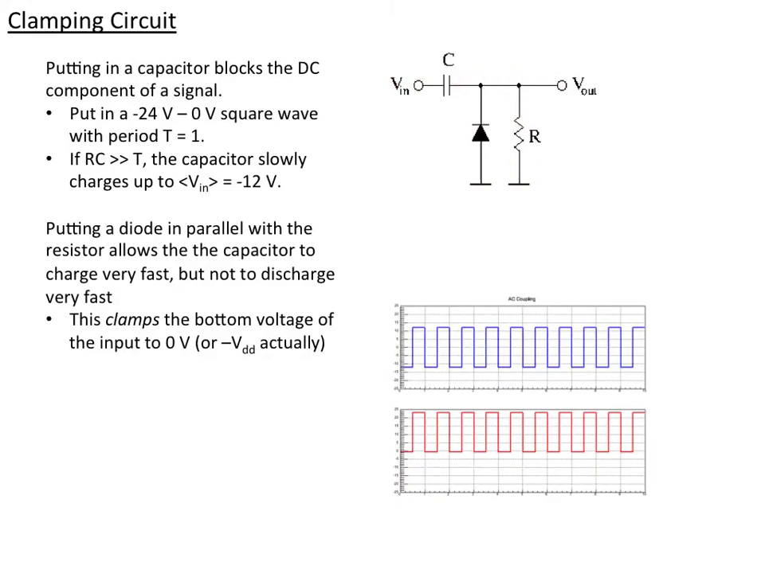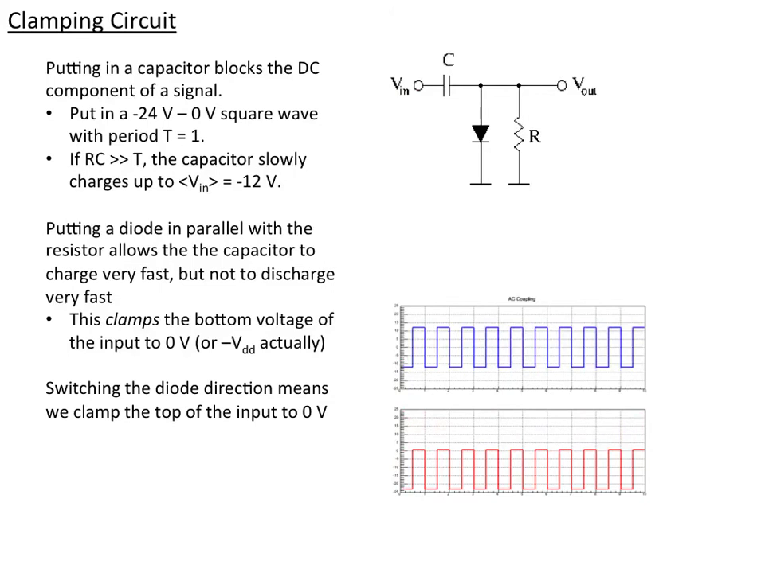So that will put the bottom of my input at whatever voltage I set with the diode. Here I'm comparing to 0, and so I'll take my minus 12 to plus 12, and quickly put it at one diode drop below 0 to plus 24. So minus 0.7 to 23.3 in this particular case.